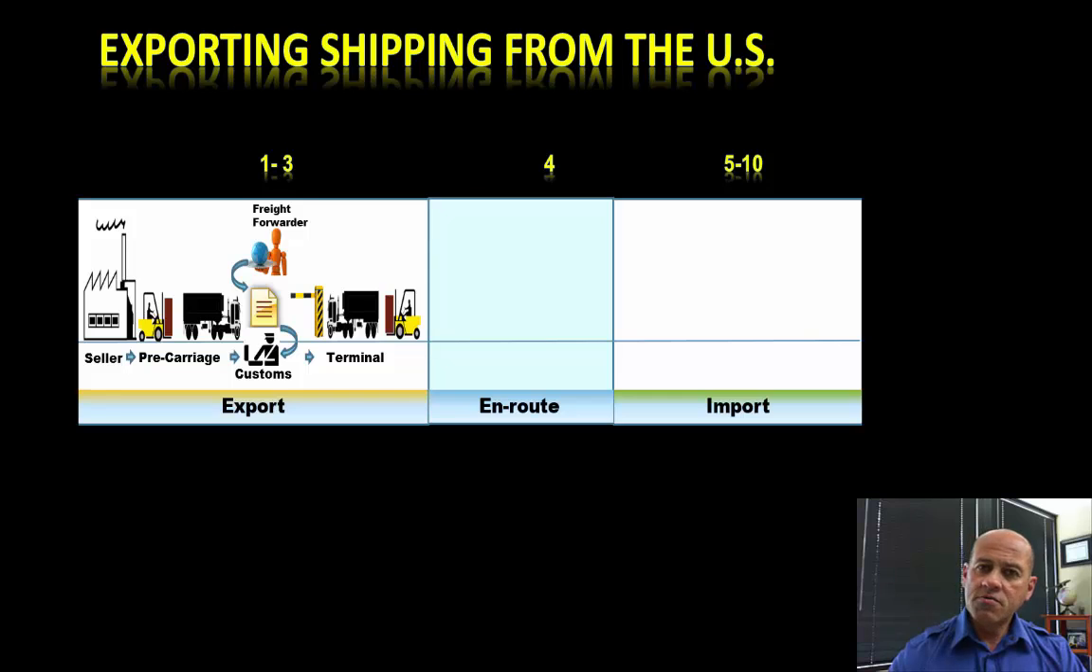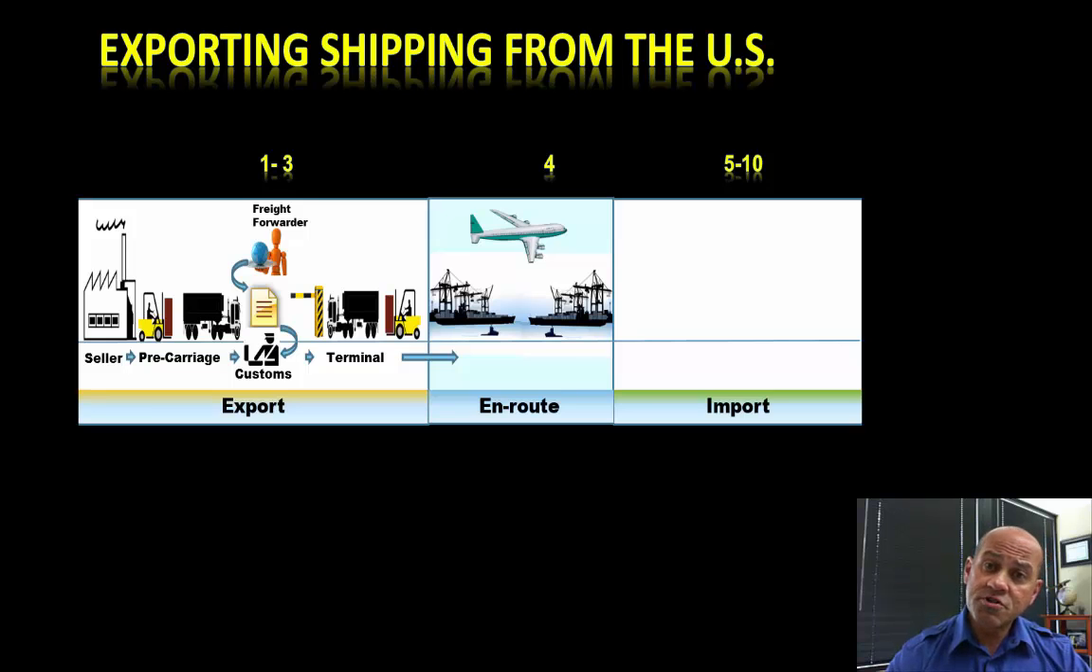Then the goods have to go to a terminal. So this could be a truck terminal, air freight terminal, ocean freight terminal, whatever the mode of transportation is. Then you have the actual mode of transportation. This could be sea freight, this could be air freight, truck, rail, whatever the mode of transportation.